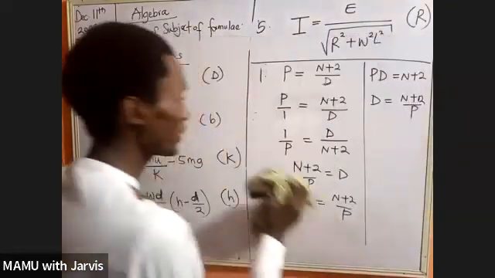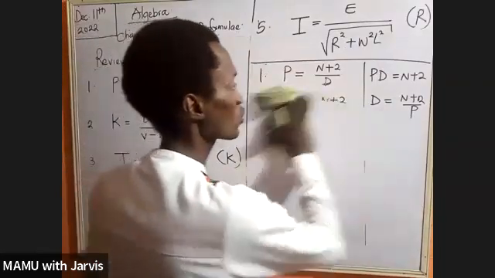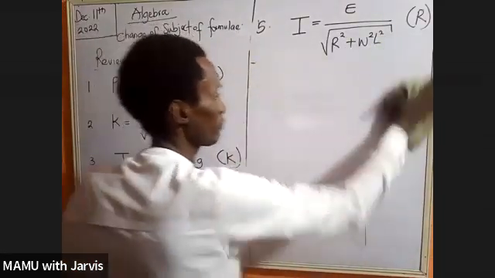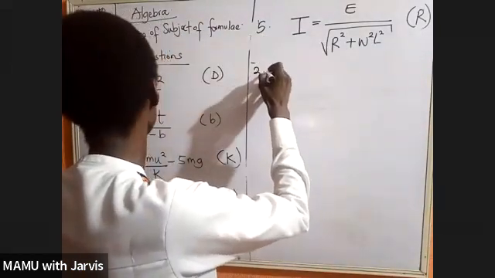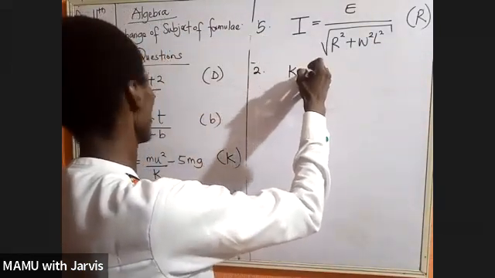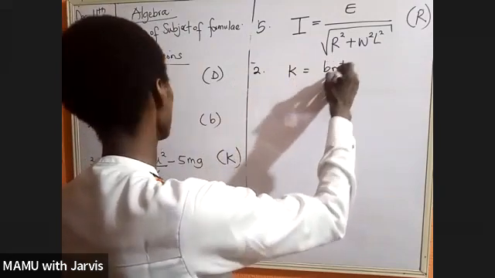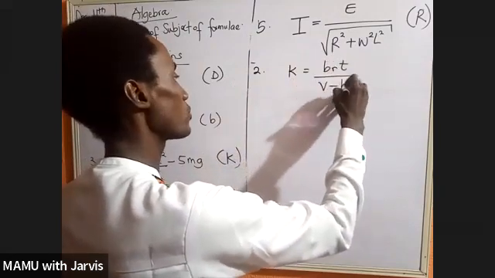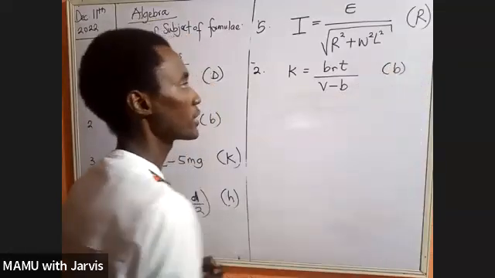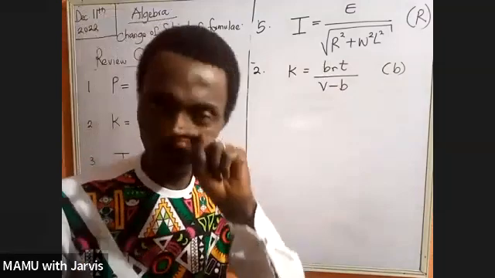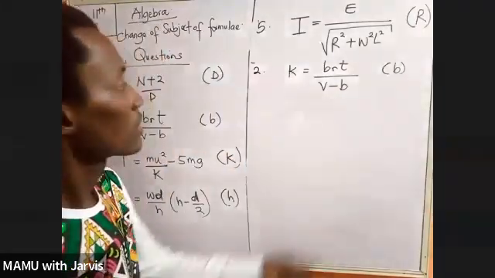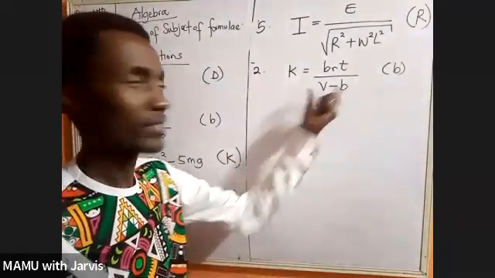All right, so we're done with this. So let's go to the next one. Number 2, that will be K equal to BRT all over V minus B. I was told to handle B. Now, because there is B and B here, you must clear this denominator first.